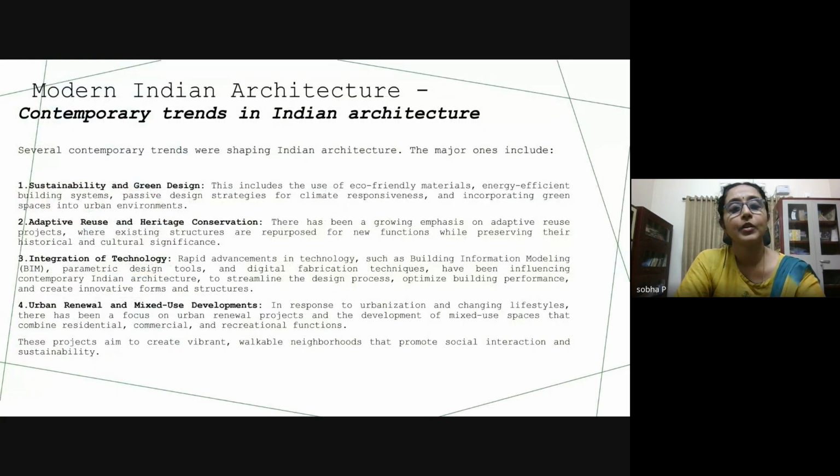And coming to modern Indian architecture, continuing with the contemporary trends. What are the contemporary trends in Indian architecture? Several contemporary trends are shaping Indian architecture. I am quoting just a very few here.